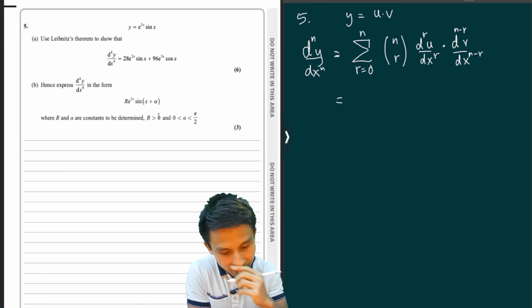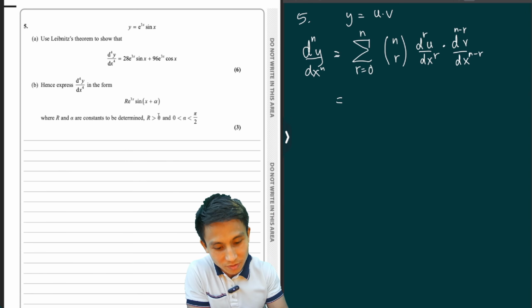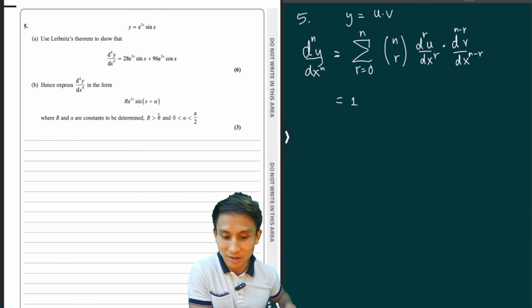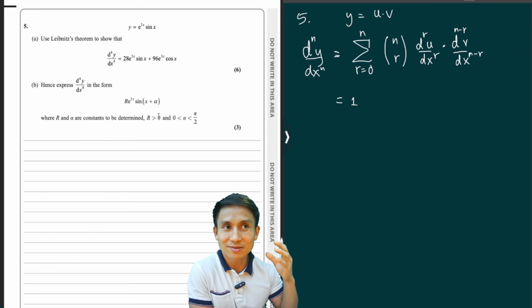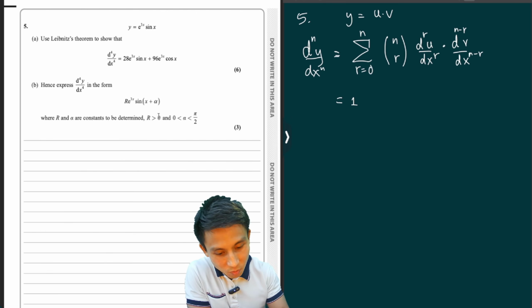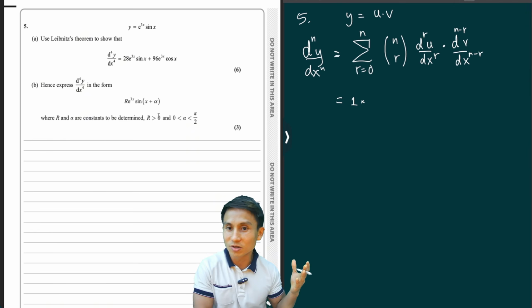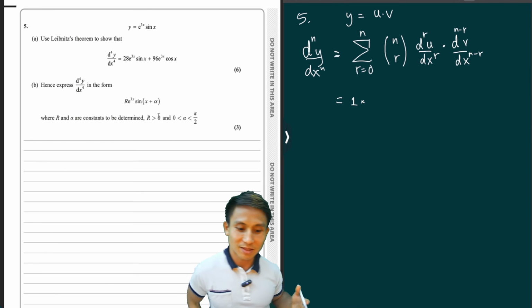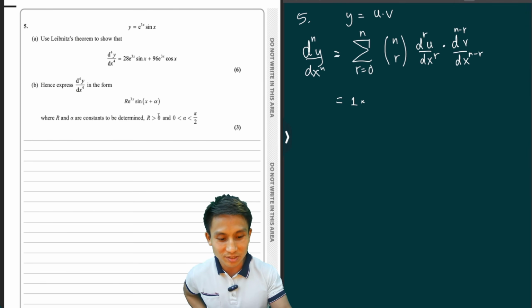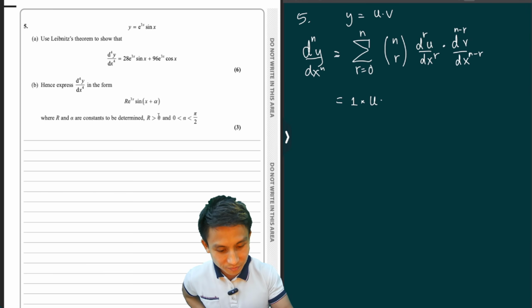So if r equals 0, the coefficient will be 1. This is the binomial coefficient, the nCr, right? So nC0 is going to be 1. So you get 1 here when r equals 0 times d to the power of 0. When you have d to the power of 0 like that, that means zeroth order derivative. It's not that the result is 0, it's just that you don't differentiate the u, so you just get the u. So that will just be u times.